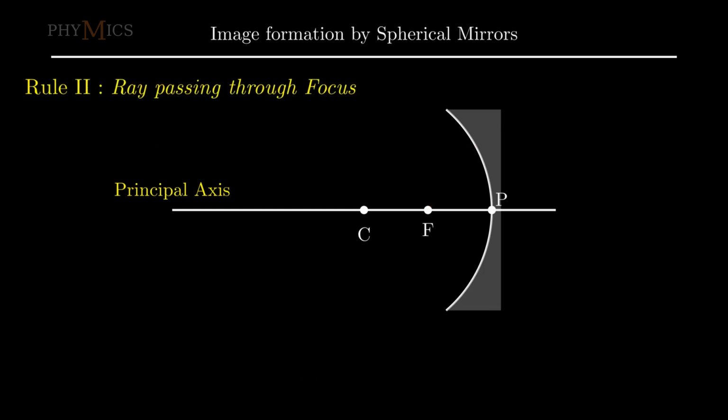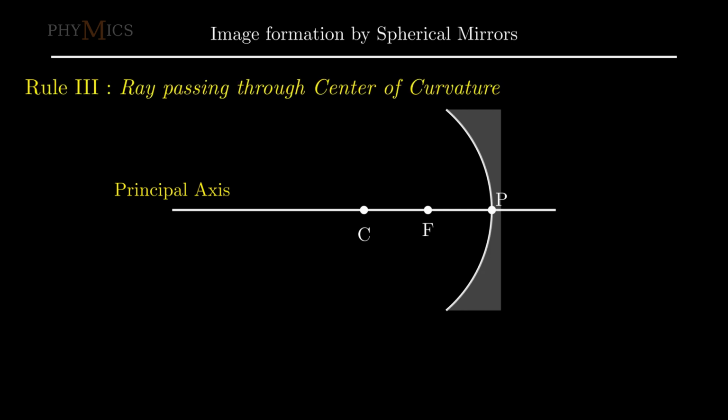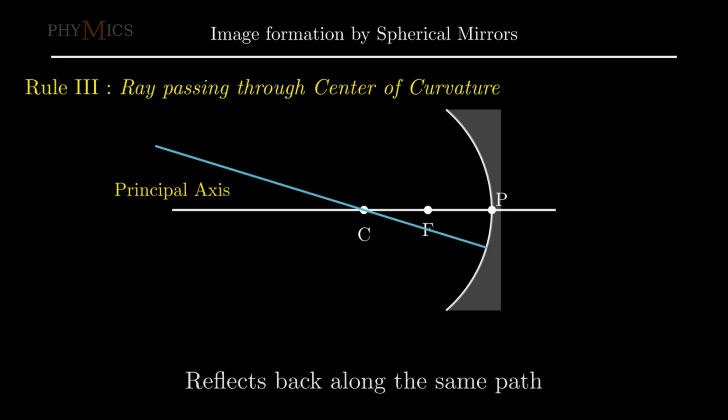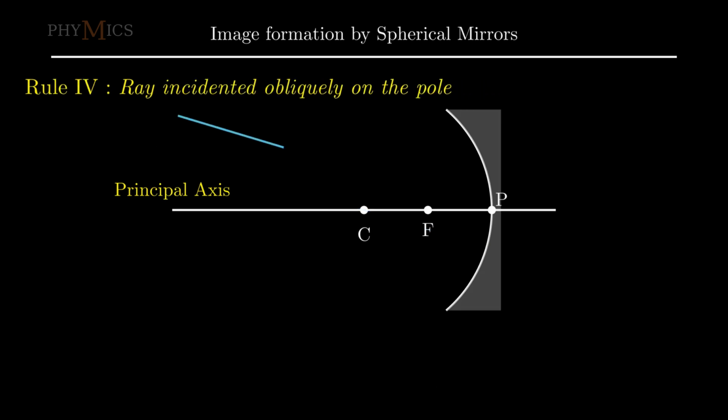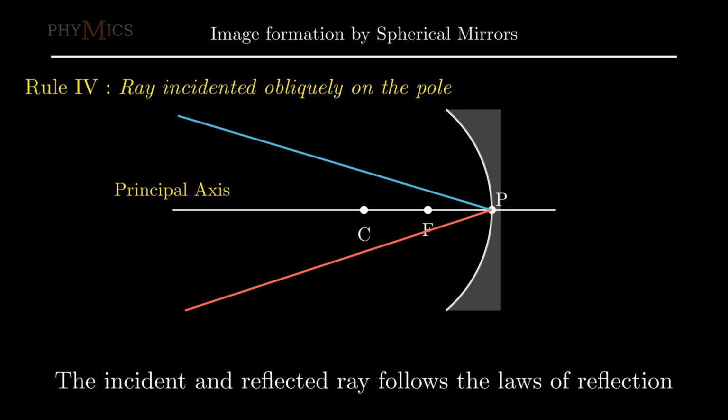Rule 2 states that light rays that pass through the focus emerge parallel to the principal axis after reflection from the mirror. According to rule 3, a light ray that passes through the center of curvature reflects back or retraces its original path. Rule 4 states that when a light ray is obliquely incident on the pole, the light ray follows the laws of reflection. That is, it reflects along the same angle as the angle of incidence. That is, angle i equals angle r.